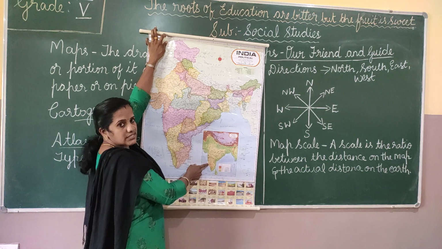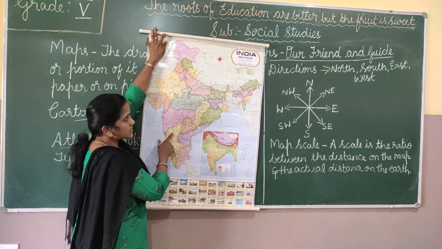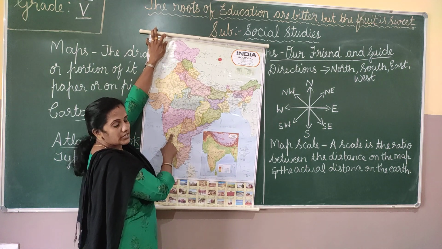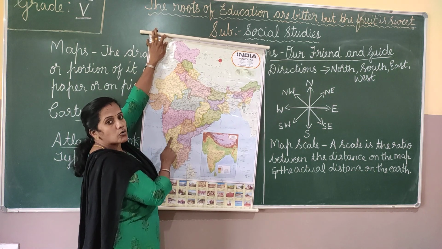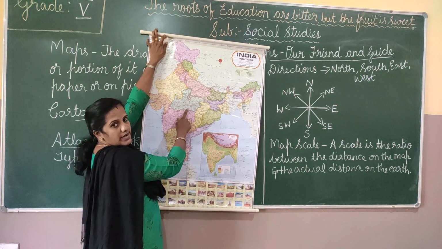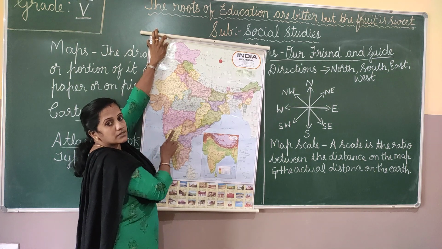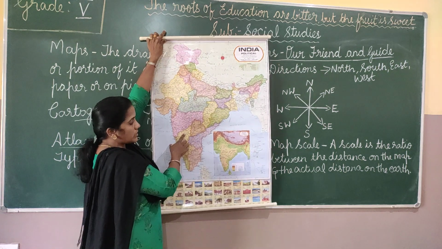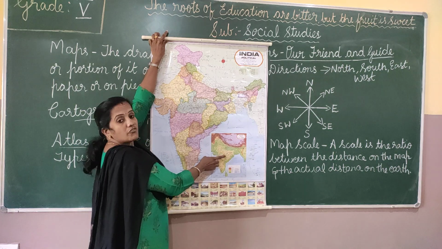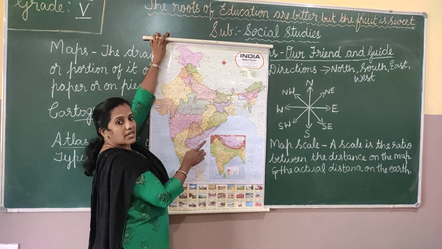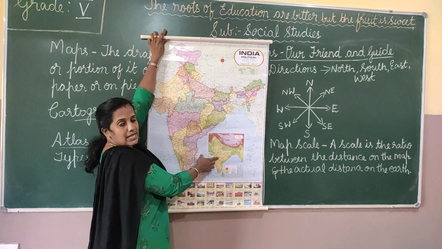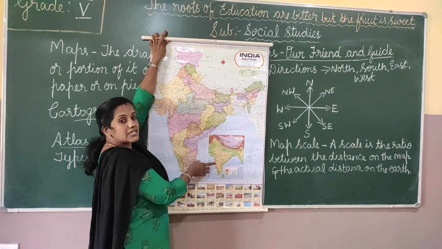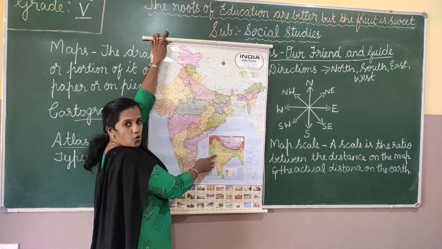So this is the physical map of India, and this is the political map of India. The political map of India shows us the boundaries between two states, and also we can find the important cities on it. Whereas on the physical map of India, we can find the physical features of a place. For example, these include hills, rivers, sea, ocean.